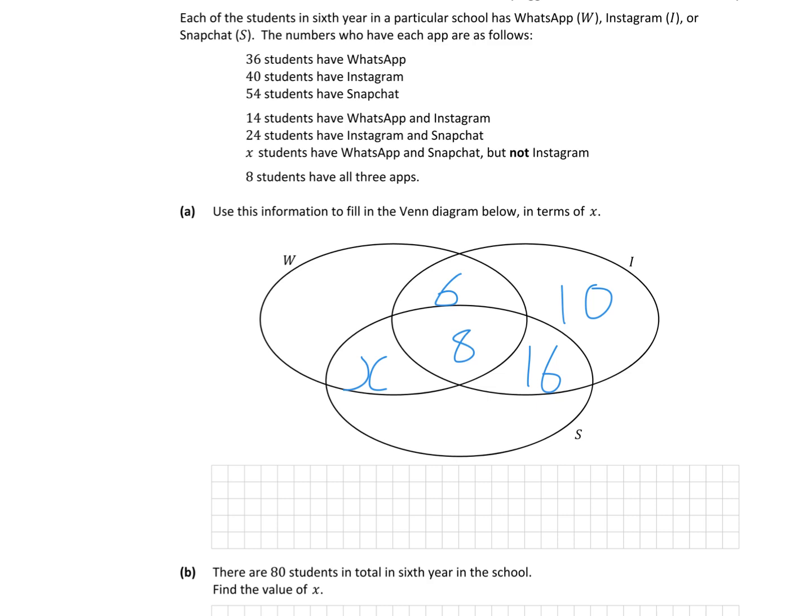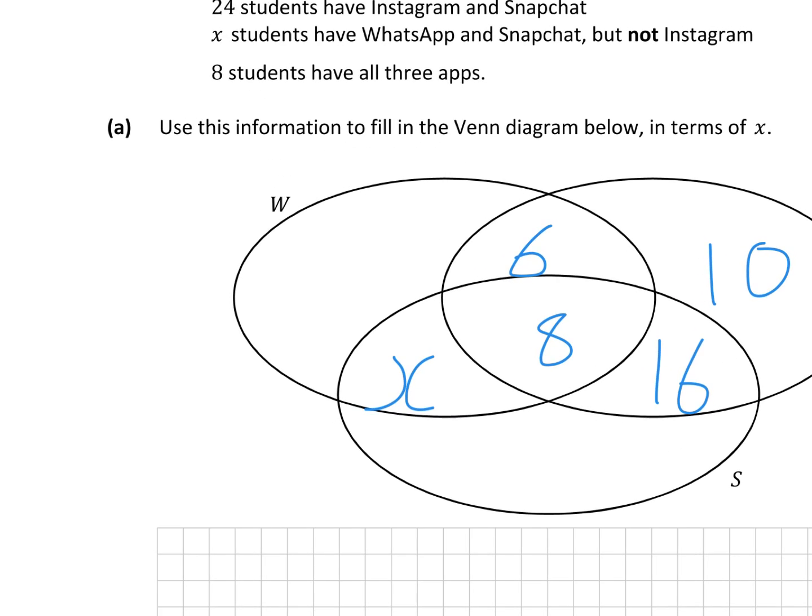When I take away 6, I'm left with 30. When I take away 8, I'm left with 22. And taking away X doesn't really work out as easily because I don't know what X is. So I'm just left here with 22, take away X. So I started off with my 36, I took away 6 and 8, which brought it down to 22. And then X, I don't really know what that is to take it away, so it stays as an unknown for now.